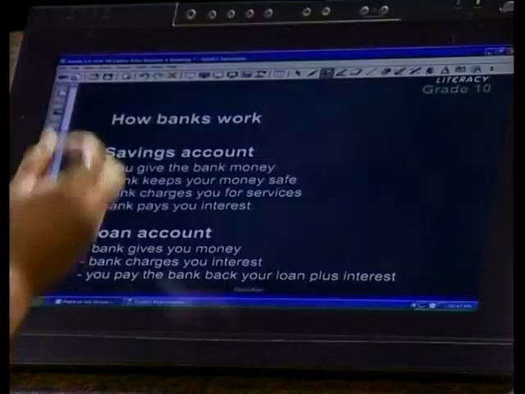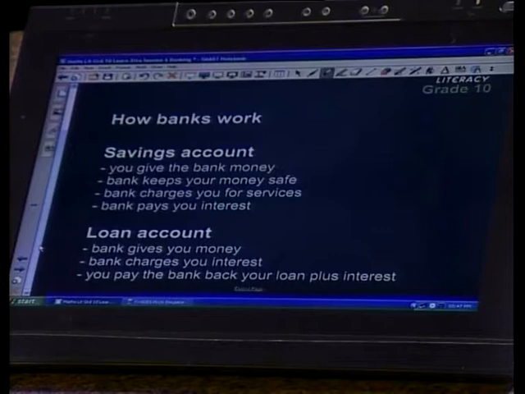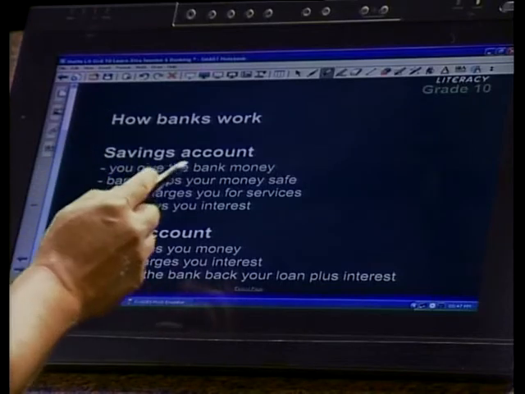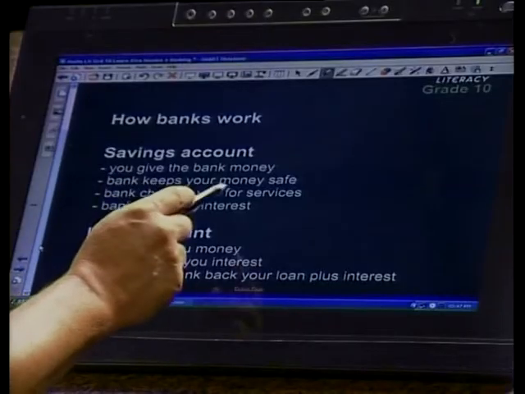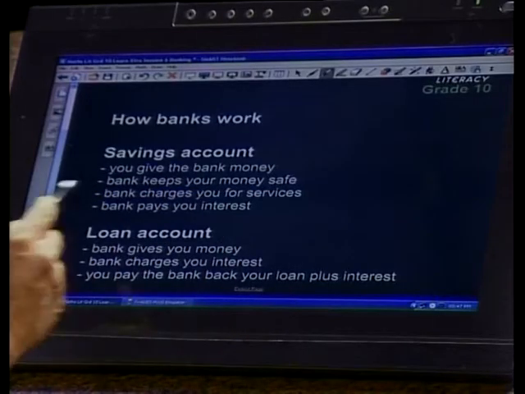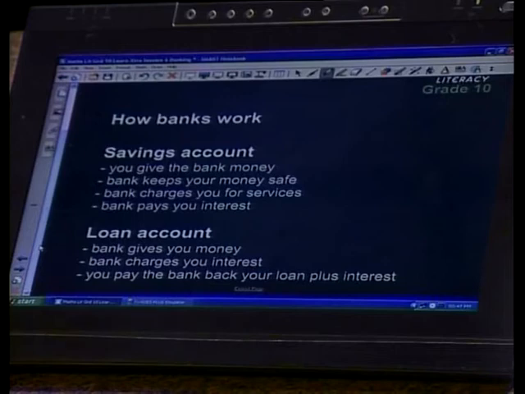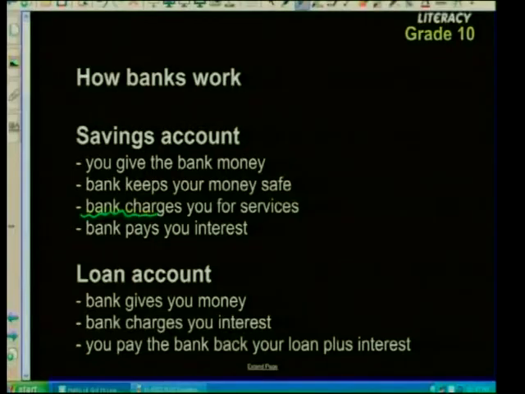Savings account. You give the bank money, the bank keeps your money safe. Well, let's hope it does. The bank charges you for services, and the bank is going to pay you interest. Now, let's just have a look at this. The bank charges you for services. In one of our previous episodes, I spoke about this in quite a lot of depth, but I just want to recap it again quickly.